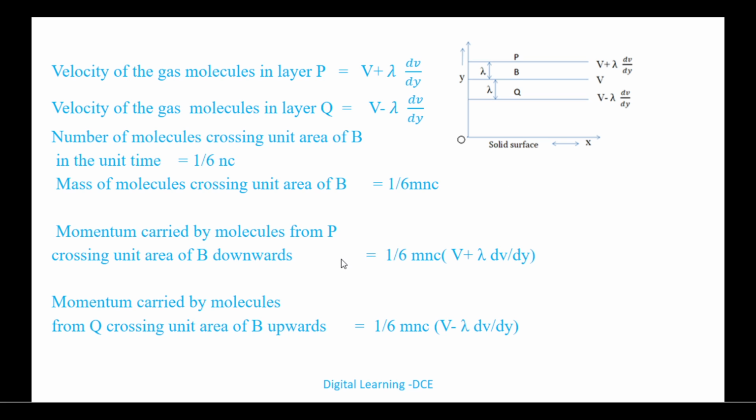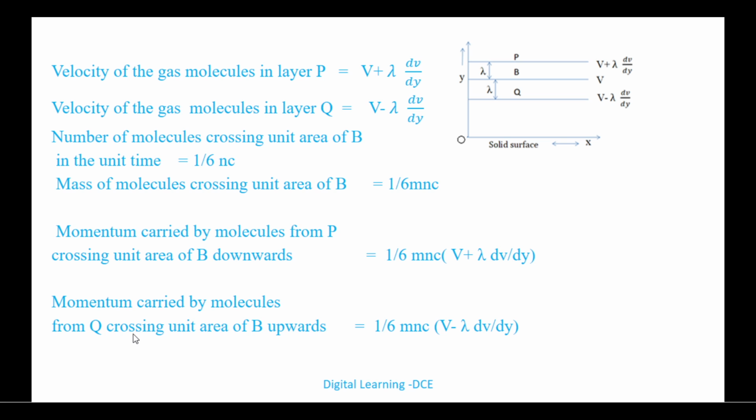Next we will calculate the momentum carried by the molecules from the layer P. The momentum carried by the molecules from layer P crossing unit area of B in the downward direction is equal to mass times velocity, that is 1 by 6 mNc into V plus lambda dV by dy. This term represents the momentum carried by the molecules from P crossing unit area of B in the downward direction.